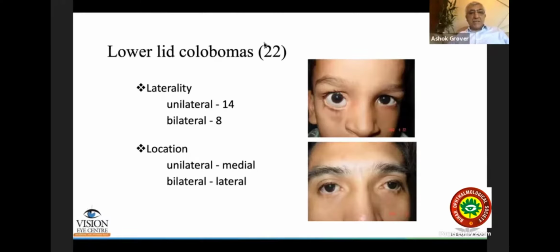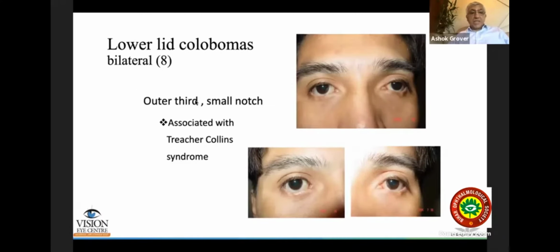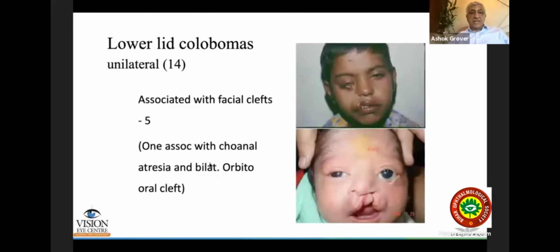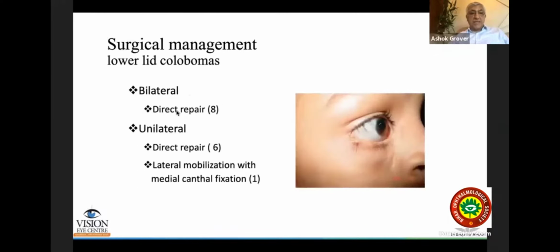Lastly, the surgical management of lower colobomas: unilateral being 14, those with clefts, and bilateral, those usually with Treacher-Collins, unilateral being medial, bilateral generally being lateral. As you can see here, unilateral ones with clefts and bilateral ones on the outer side of the lower lid. These were generally small notches and could be closed by direct closure. Those with facial clefts required more elaborate techniques.